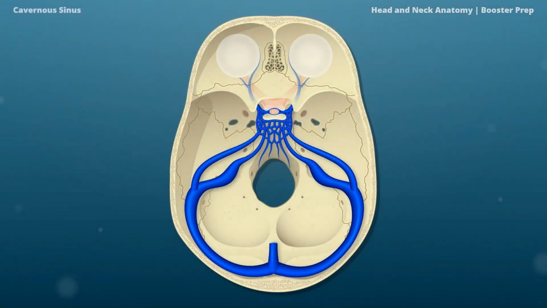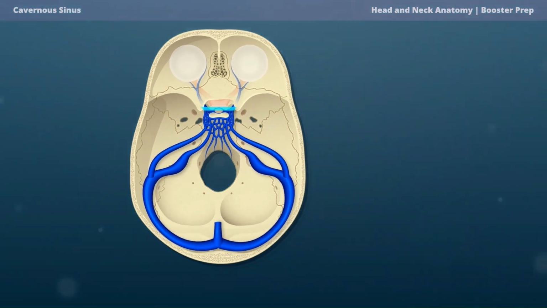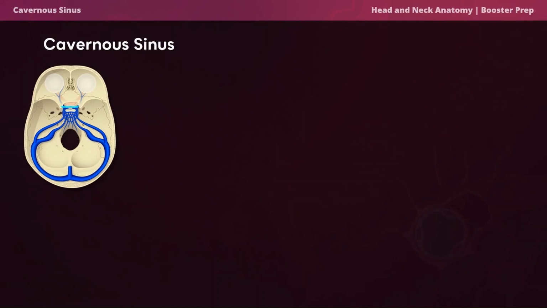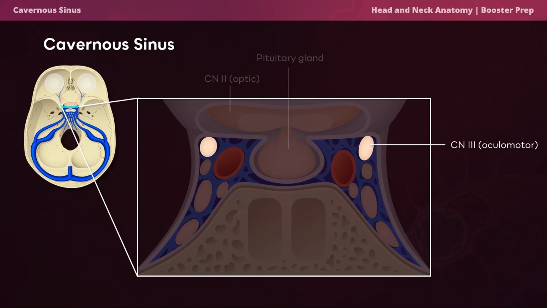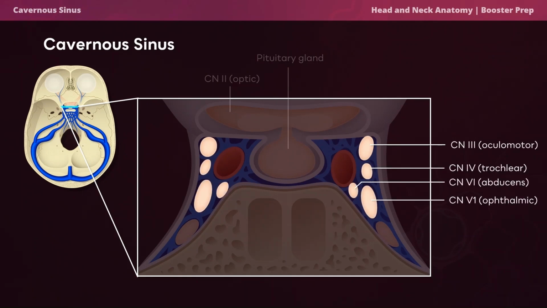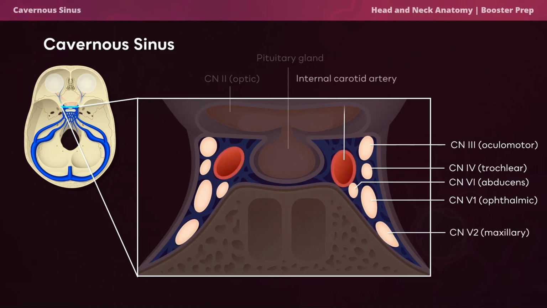The last structure we'll focus on is the cavernous sinus. This is a large complex of venous sinuses located on either side of the sella turcica that drains blood from the brain and the orbit. Let's take a closer look at this neurovascular network. It's not only home to veins, it's also home to a lot of other structures. As we can see, it's home to cranial nerve III, the oculomotor nerve, cranial nerve IV, cranial nerve VI, cranial nerve V1, and cranial nerve V2. Additionally, the cavernous portion of the internal carotid artery also passes through the cavernous sinus.